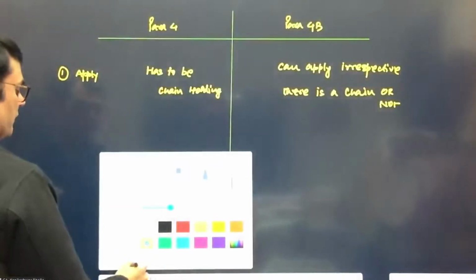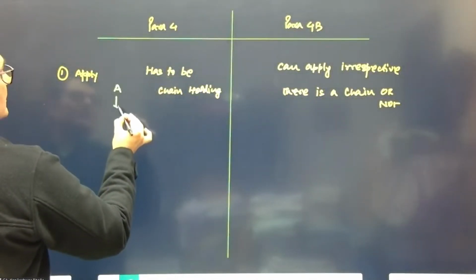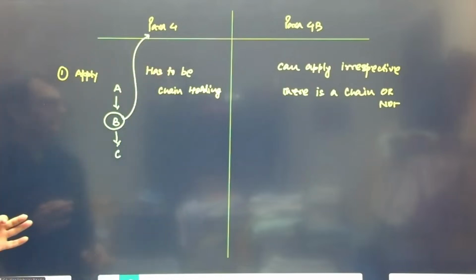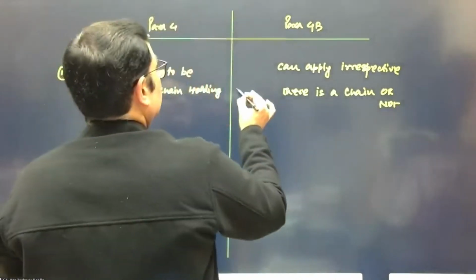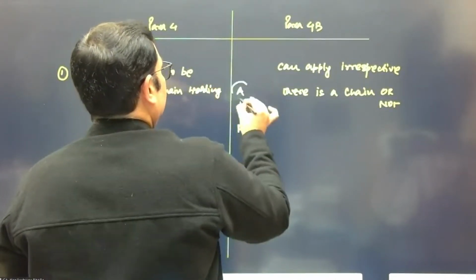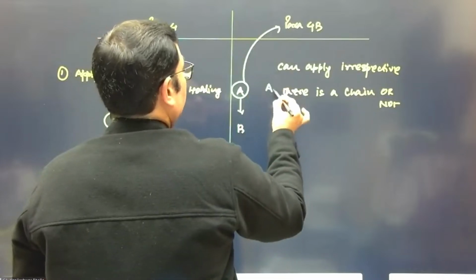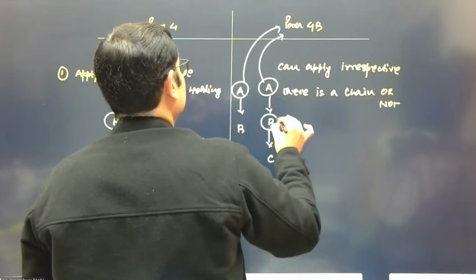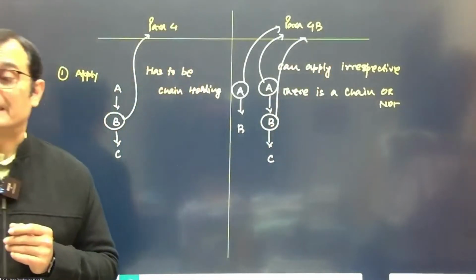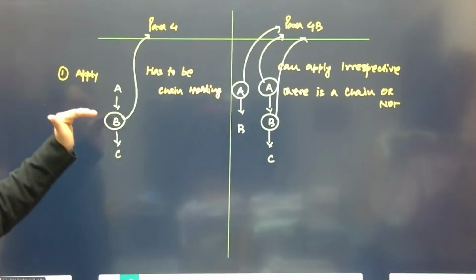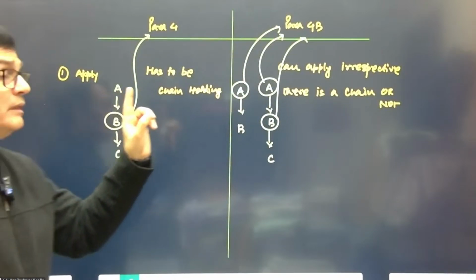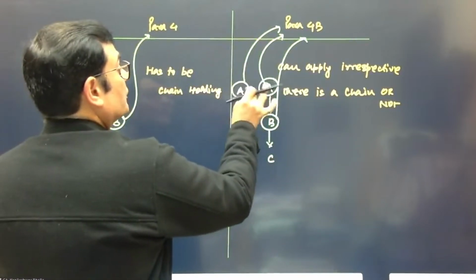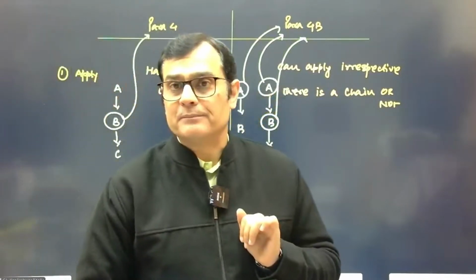Just to give you a clarification at this stage, A has got a stake in B and B has got a stake in C. B is going to apply para 4. In this particular case, A has got a stake in B, and A can choose to apply para 4B. There is a chain, A is in B and B is in C. A can apply para 4B, and B can also apply para 4B. I hope I'm very clear. Para number 4 is only applicable in a chain to the middle company. But para number 4B is applicable whether there is a chain or not, to the top company as well as to the middle company.